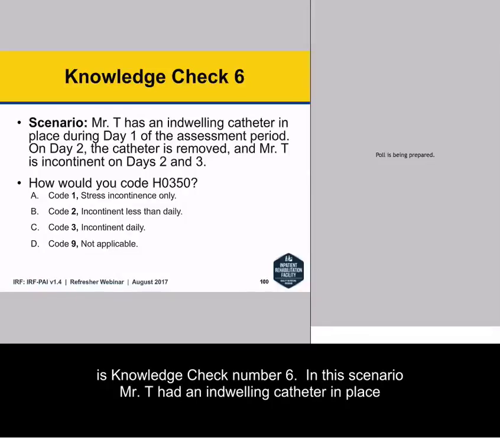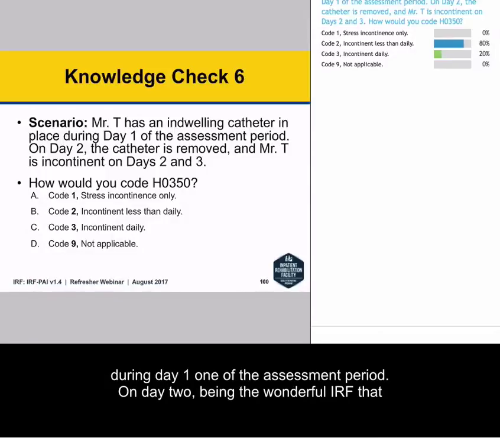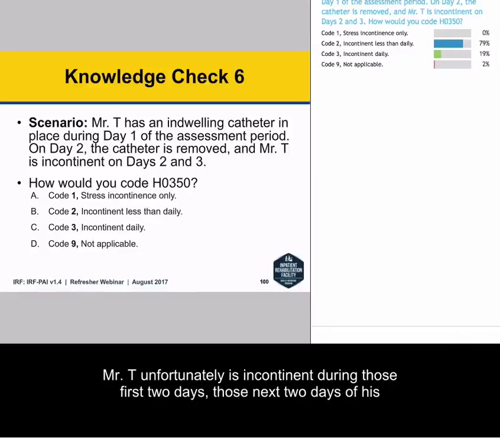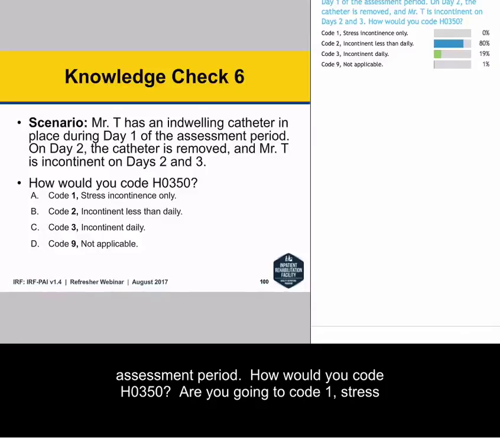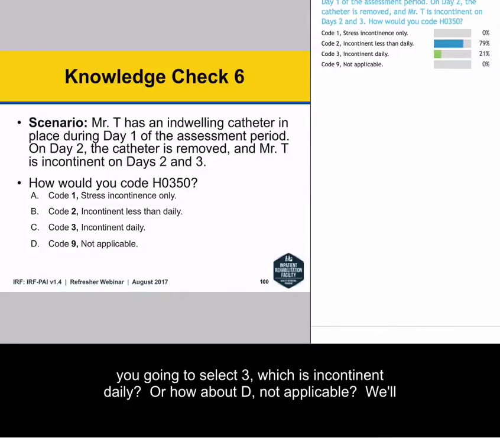In this scenario, Mr. T has an indwelling catheter in place during day 1 of the assessment period. On day 2, being the wonderful IRF that you are, you remove the catheter because you know that that's best for the patient. Mr. T, unfortunately, is incontinent during those next 2 days of his assessment period. How would you code H0350? Are you going to code 1, stress incontinence? Are you going to code 2, incontinent less than daily? Are you going to select 3, which is incontinent daily? Or how about D, not applicable?